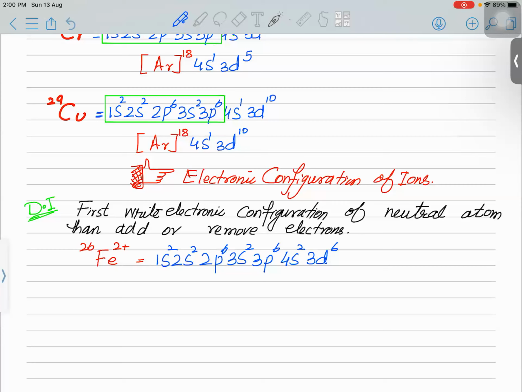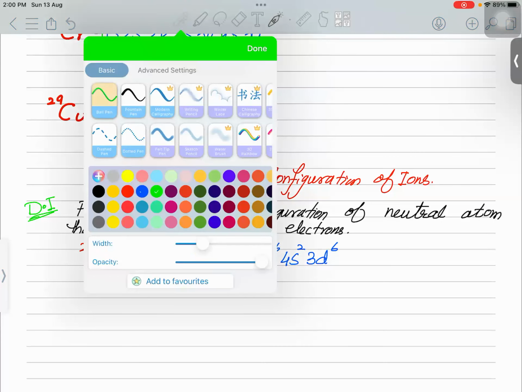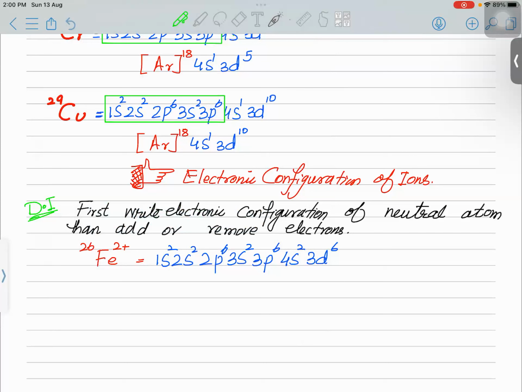Sir, is it the last one? The last one is 3d, right? Yes. Are you sure? Yes, Mohammed, which one is the valence orbital? The last one, right? Okay, wrong. The last one is... Oh, not that, but the fourth one. You know that the fourth shell is the valence shell. So 4s2 is the valence shell. So remove 2 electrons from this.